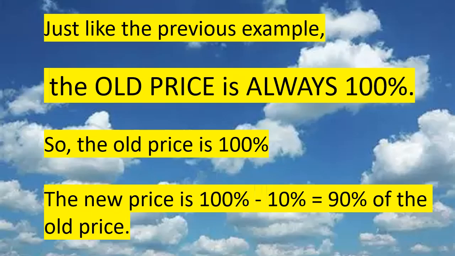Just like the previous example, the old price is always, always, always 100%. So the old price is 100%. The new price is 100% minus 10% equals 90% of the old price.